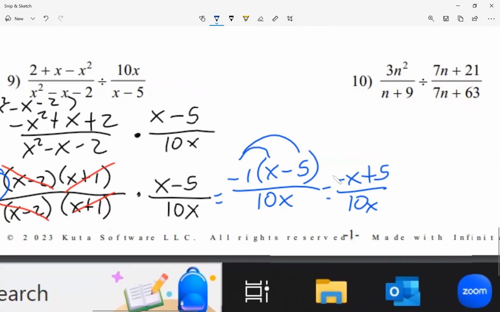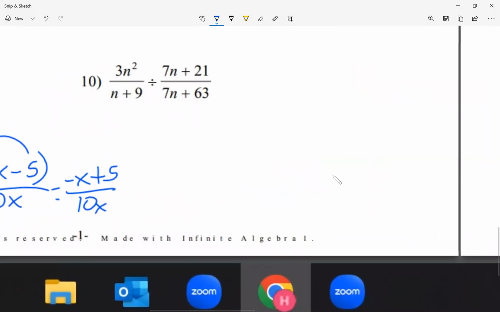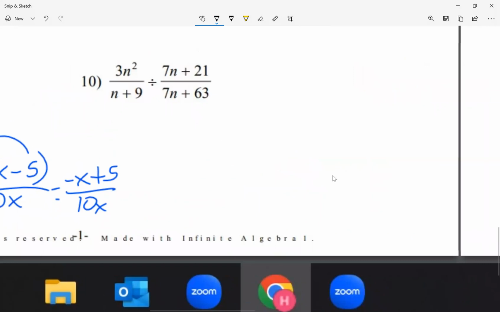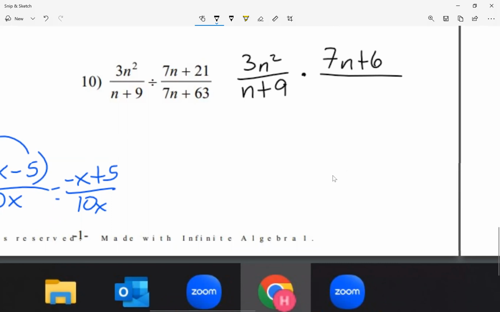Okay, last example for today. Let's take a look at question number 10. So as I mentioned, when we have division, I'm gonna change it to multiplication and the reciprocal of the second fraction. So to begin with, I have 3n squared over n plus 9 times, changed to times, 7n plus 63 over 7n plus 21. Notice I flip the second fraction.